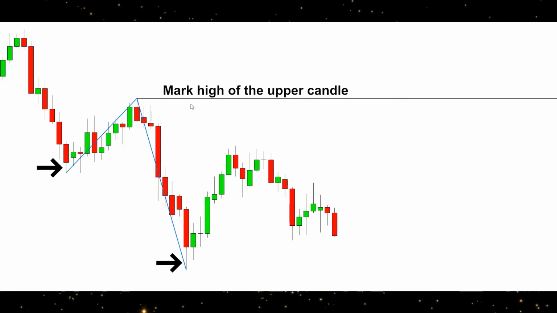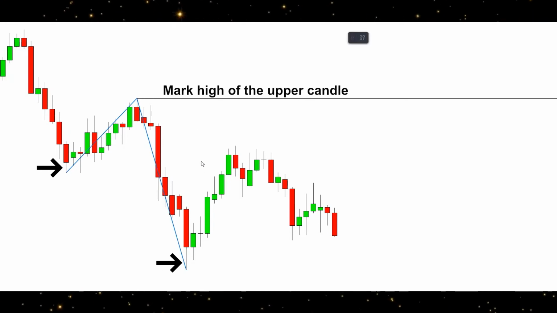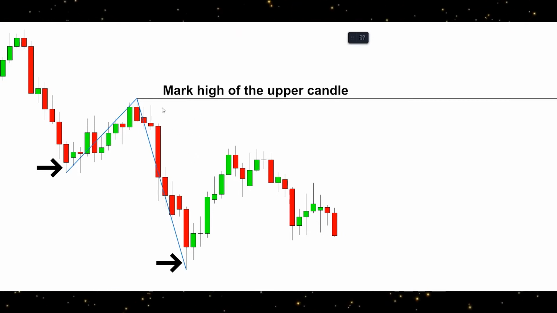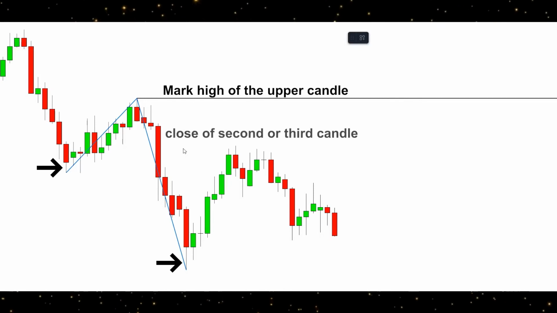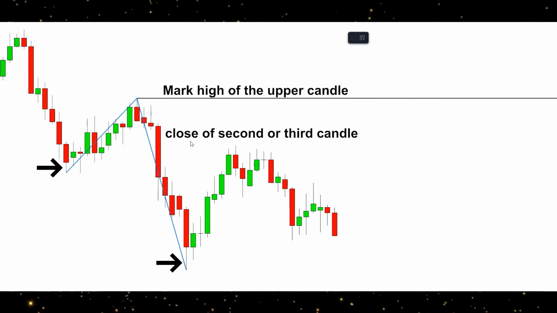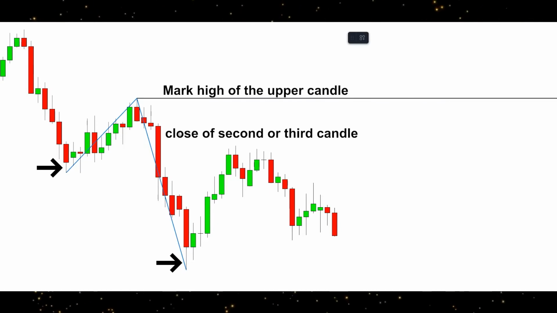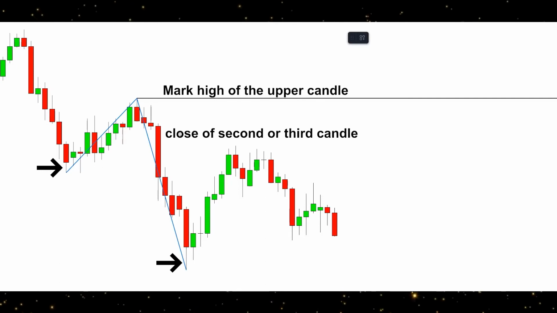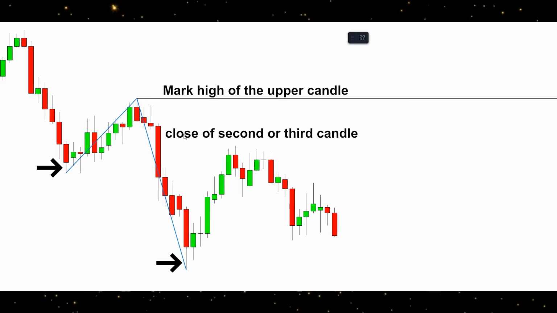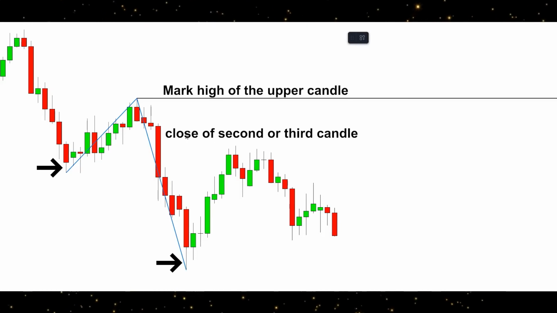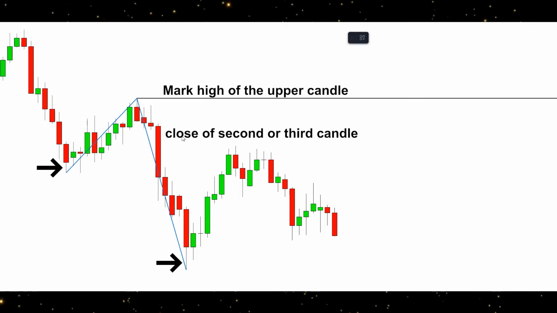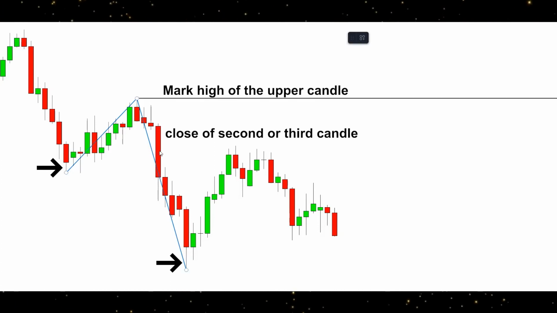Now what you will do is mark the high of that upper candle. In this area, there are three candles, whereas in the previous chart there was only one candle. Now you will wait for the second or third candle where the pressure is very high, and put one horizontal line on the opening of that high pressure candle. Let it be a Marubozu candle or a very strong sellers' candle. A Marubozu is a very strong directional candle, so I will keep the horizontal line on the opening of that candle.